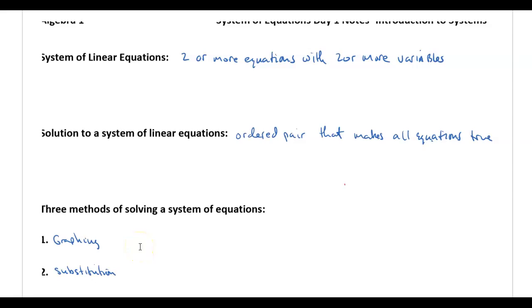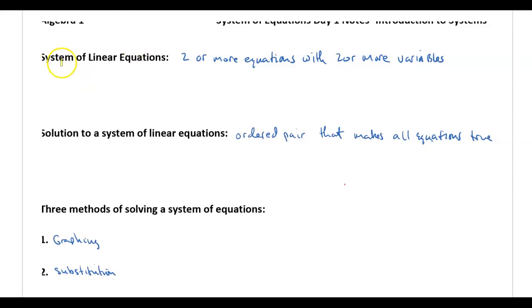All right, so this chapter is all about solving what we call systems of equations. If you're really good at solving equations and understand algebra, it shouldn't be too bad. So let's get started. The first part is, what is a system of linear equations?